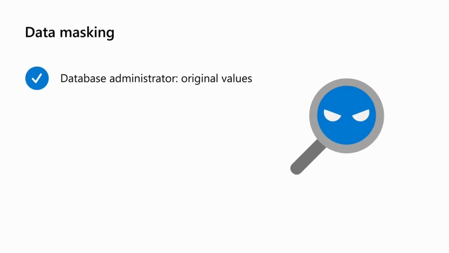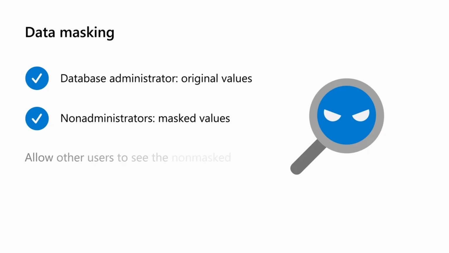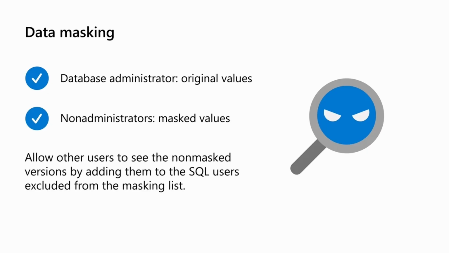Database administrators will still see the original values when querying the columns, but non-administrators will see the masked values. You can also allow other users to see the non-masked versions by adding them to the SQL users excluded from the masking list. Let's understand how data masking will work in the marketplace database.